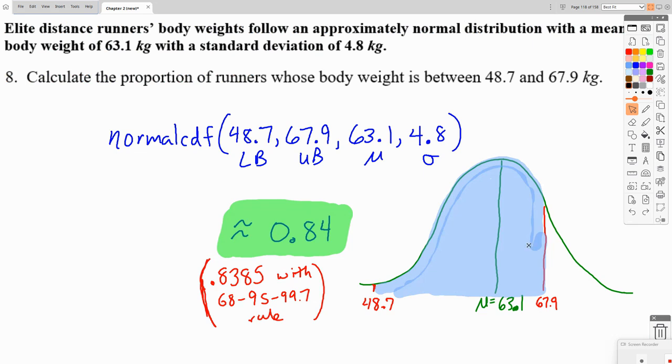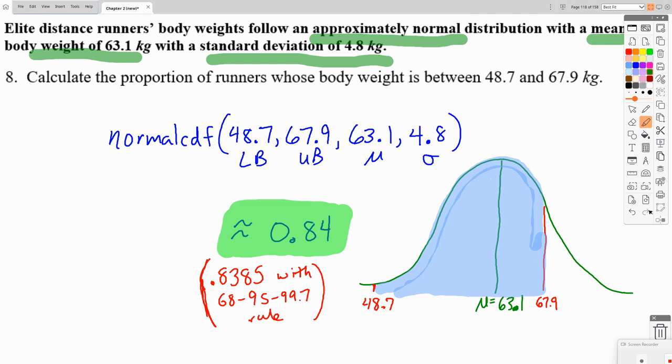All right, number 8. Now we get into some normal distribution problems. Elite distance runners' body weights follow an approximately normal distribution. We have a mean of 63.1 kilograms and a standard deviation of 4.8 kilograms. So a lot of what we're doing is we're going to get to use normal CDF and inverse norm.